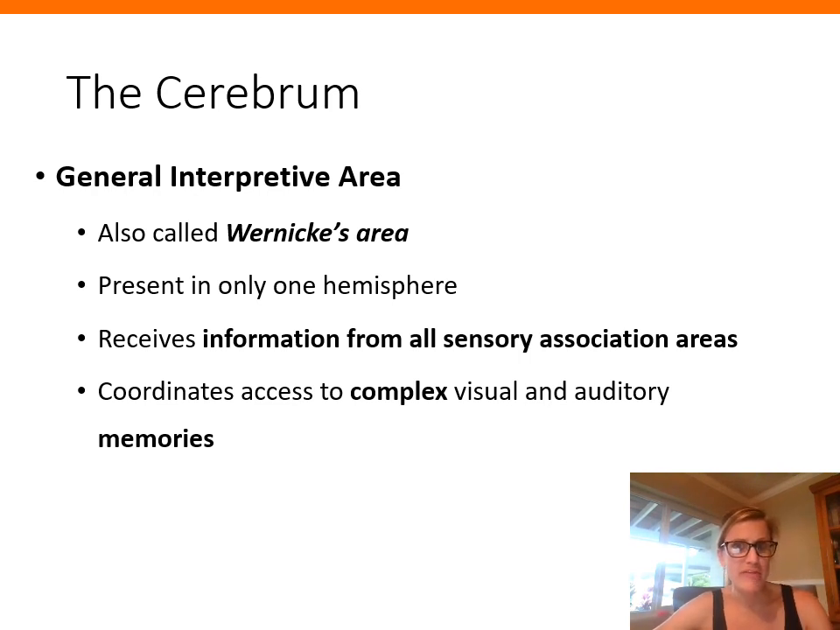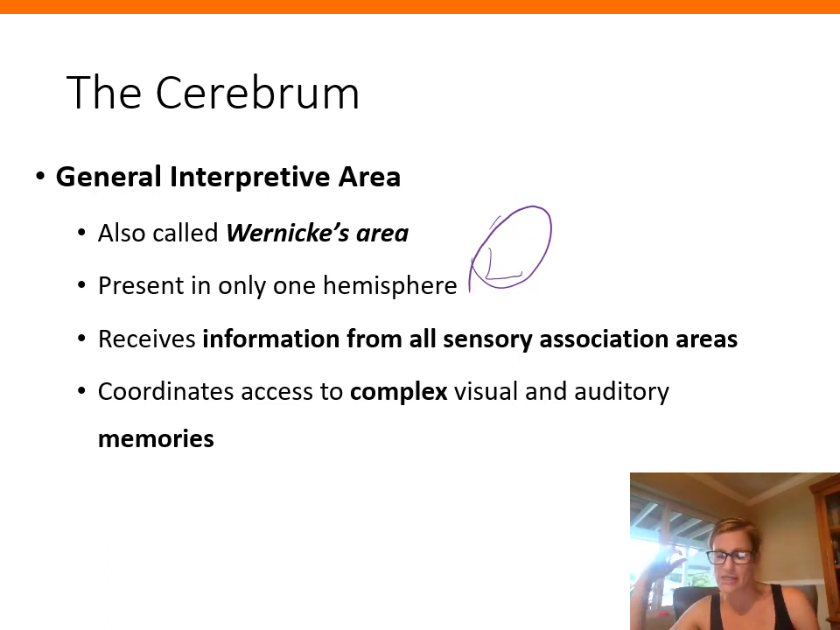The general interpretive area, also called Wernicke's area, is an integrative center that's only found in one hemisphere of the brain. Typically, it's found in the left hemisphere, but not always. Wernicke's area receives information from all of the sensory association areas, and it coordinates all of this information to help us have access to these complex visual and auditory memories.